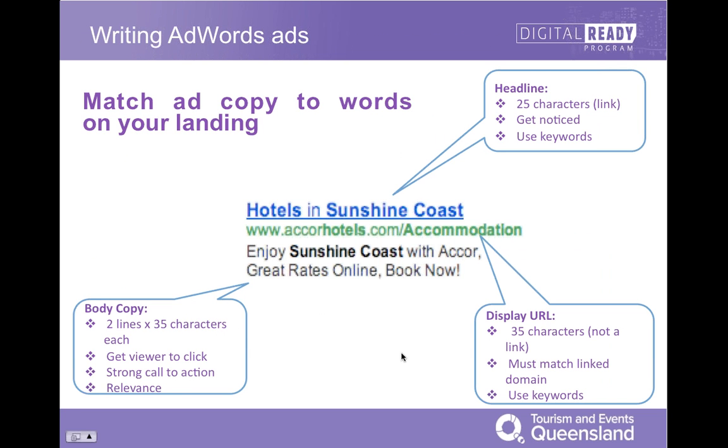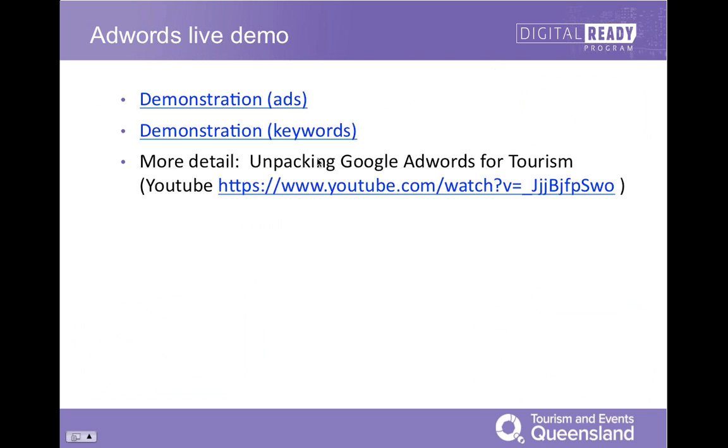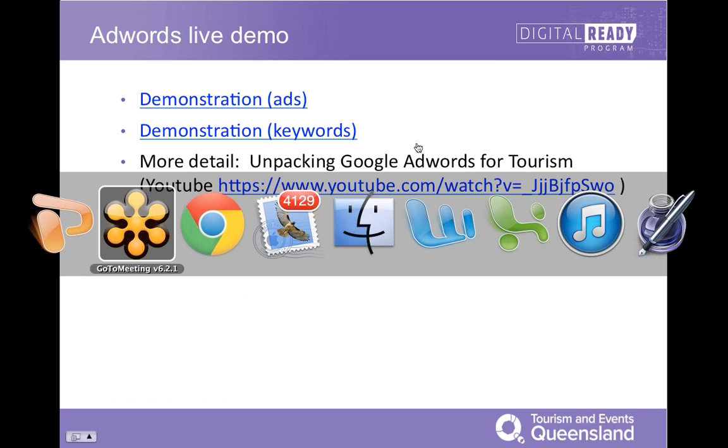Other things to think about: make sure you have keywords in your ad copy. So the relevant keywords here are Sunshine Coast accommodation, and you can see we've got Sunshine Coast bolded in the heading, Sunshine Coast in the body copy, and accommodation, hotels, similar words in the display URL and the headline as well. So really important to put these into your ad when you're writing it. Let's have a look at a live demo so you can see what I mean.